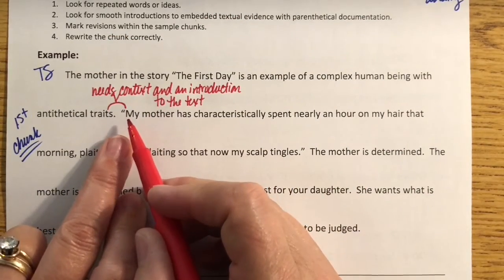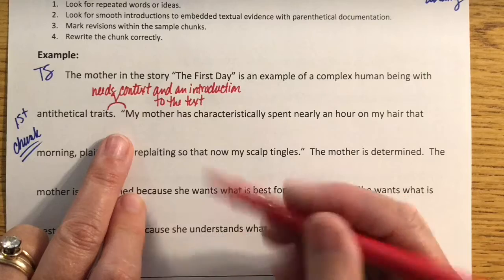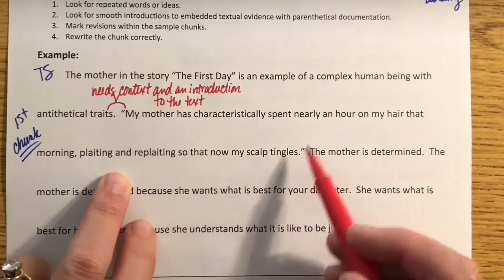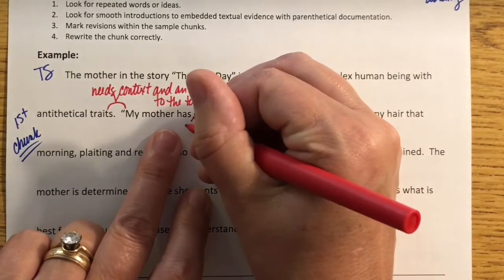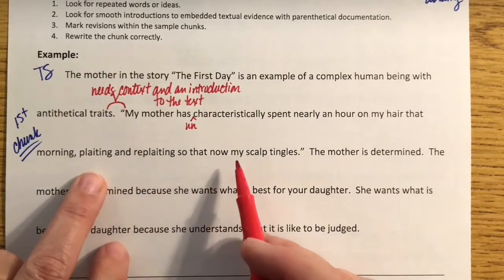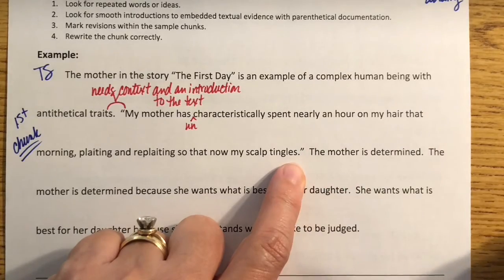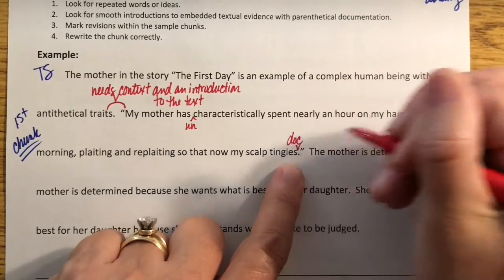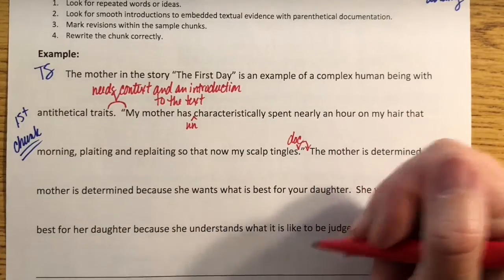So how do we do that? We will need to add what's going on, so I'll show you how to do that when we rewrite it below, and we also need to introduce the text so that it flows right into the text. The other thing that was wrong with this is that it should be uncharacteristically spent, not characteristically. So it should be uncharacteristically spent nearly an hour on my hair that morning, plaiting and replaiting so that now my scalp tingles. Now, I know you know this, but what's missing here is the documentation. So I'm going to just write documentation needed right there. And so we'll add that when we write it down below.